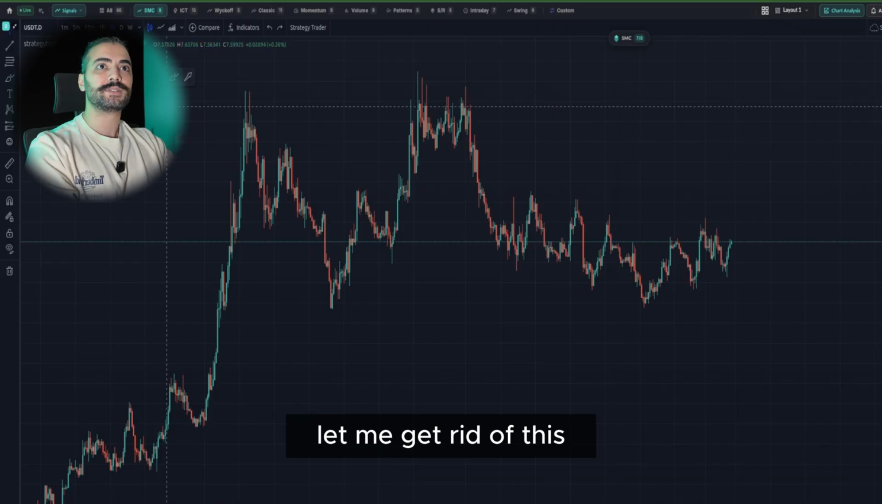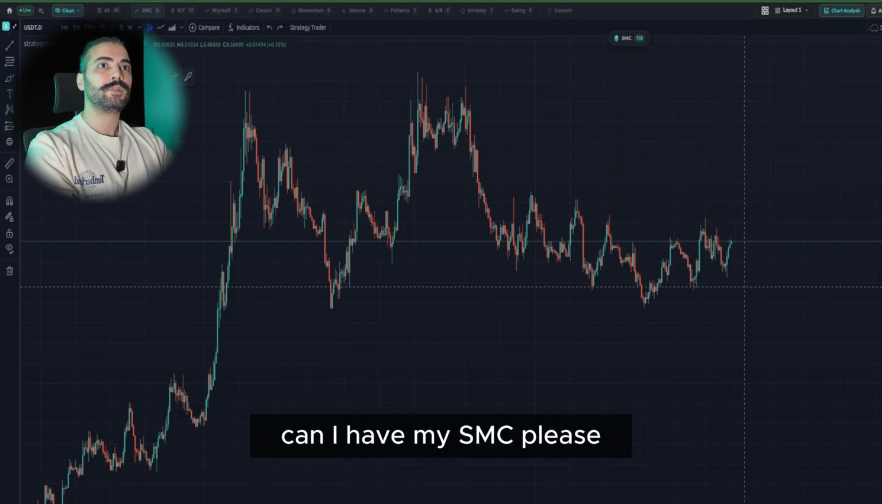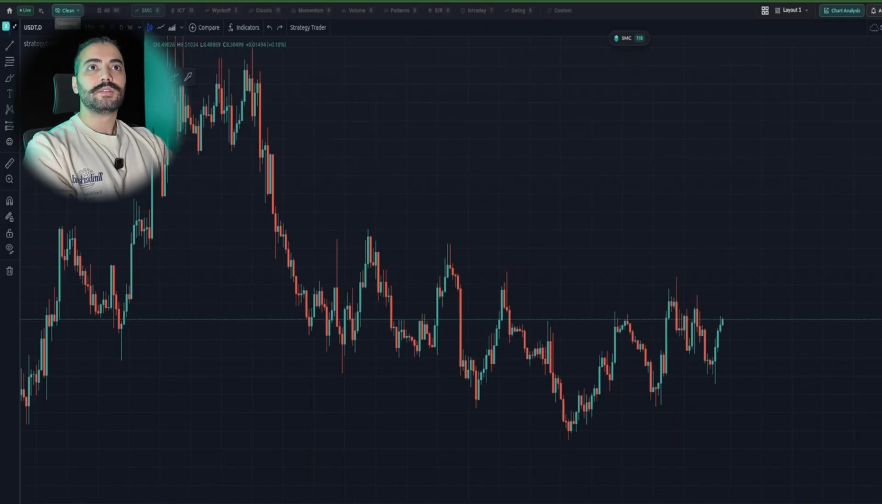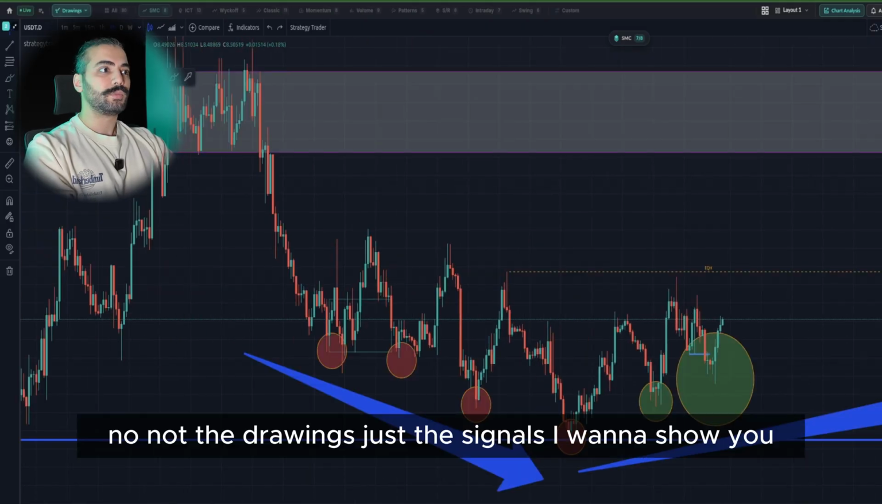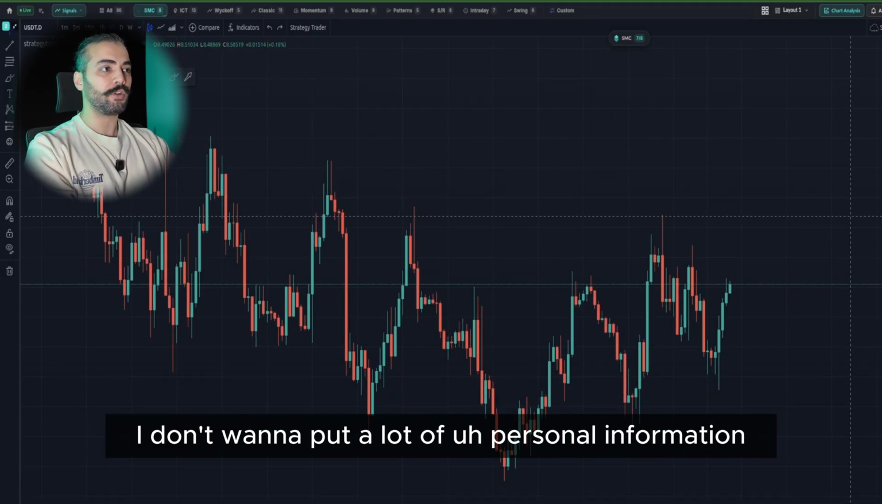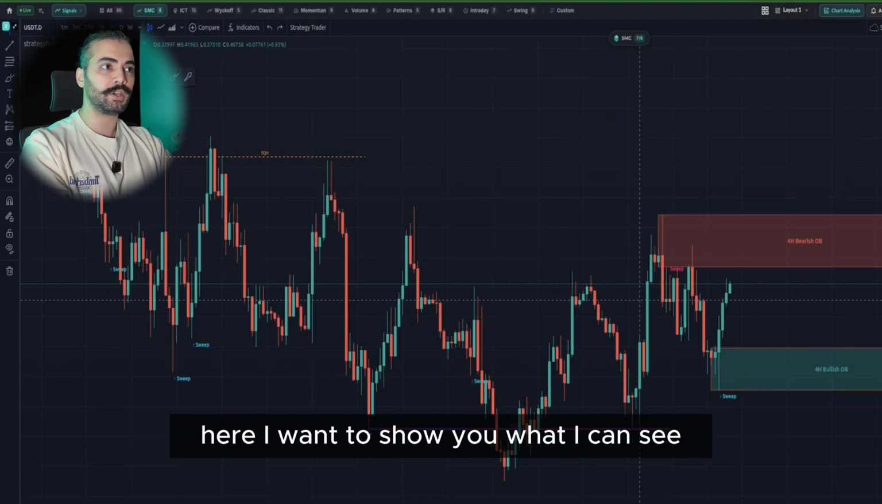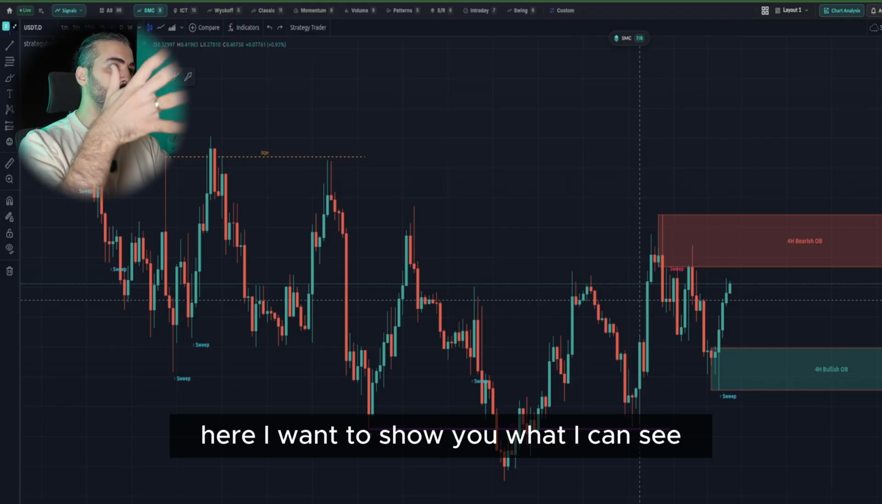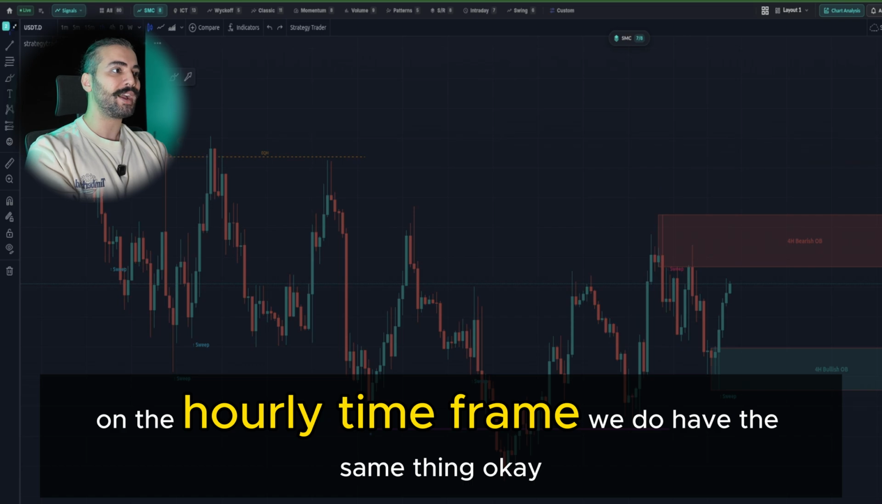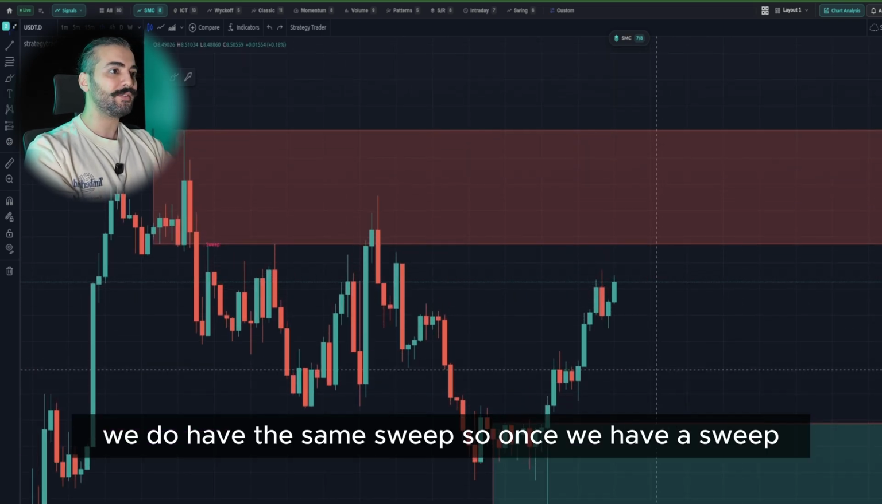Let me get rid of this. Can I have my SMC, please? Oh, not the drawings, just the signals. I don't want to put a lot of personal information here. I want to show you what I can see and what you can also see on the chart. On the hourly time frame, we do have the same thing, okay? We do have the same sweep.